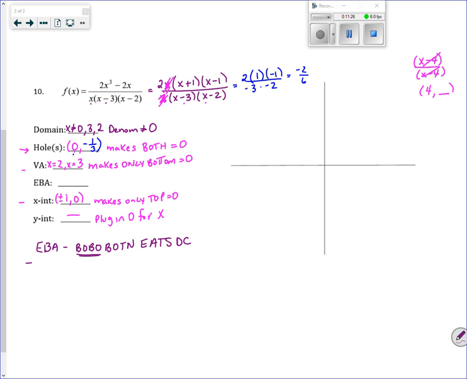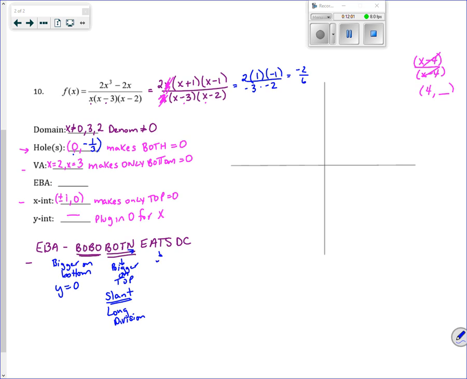Okay, bigger on bottom, 0. Bigger on top, none. So this is bigger on bottom. I'll write it out. The higher power is on the bottom. You're going to have an HA of y equals 0. If the bigger is on top, then N stands for no HA, which means if they differ by 1, you have a slant or an oblique asymptote, and you have to do long division to figure out what that is.